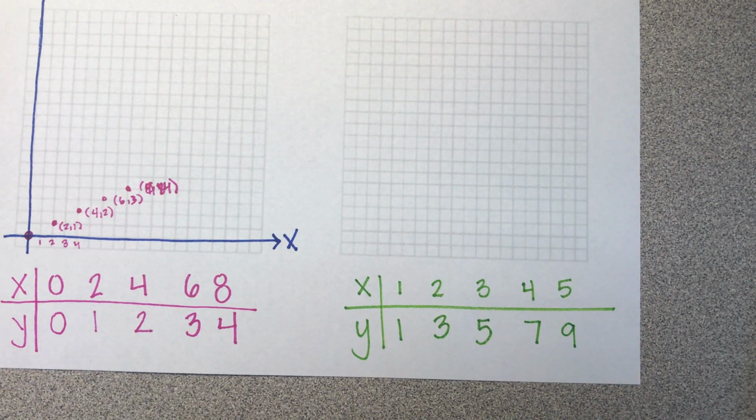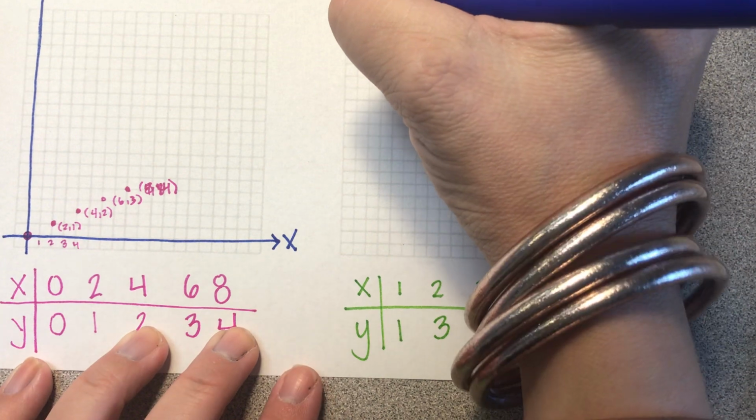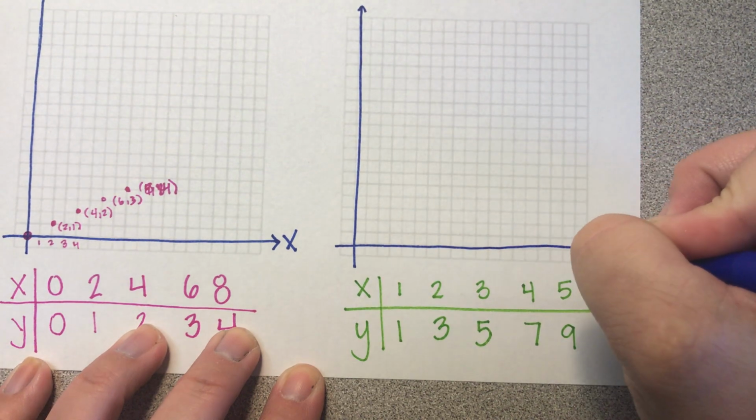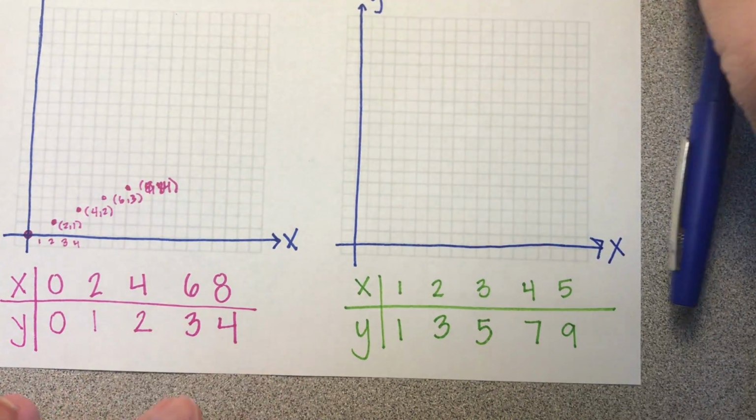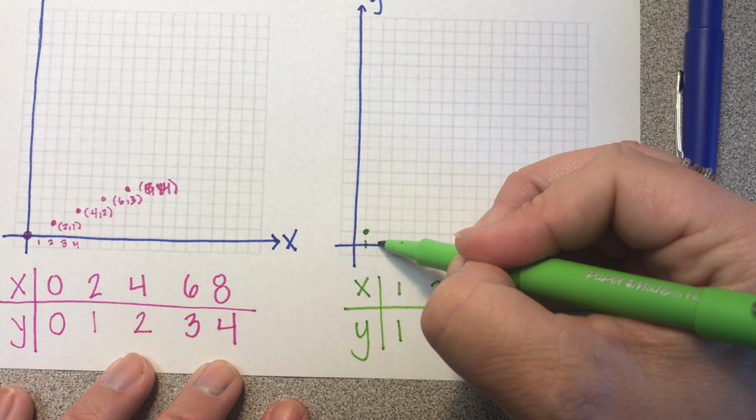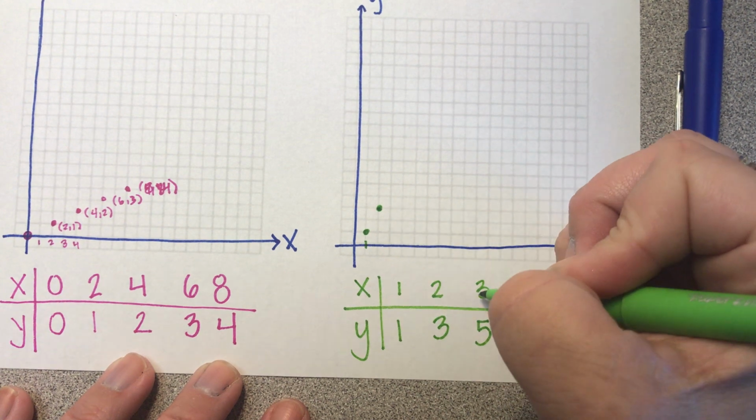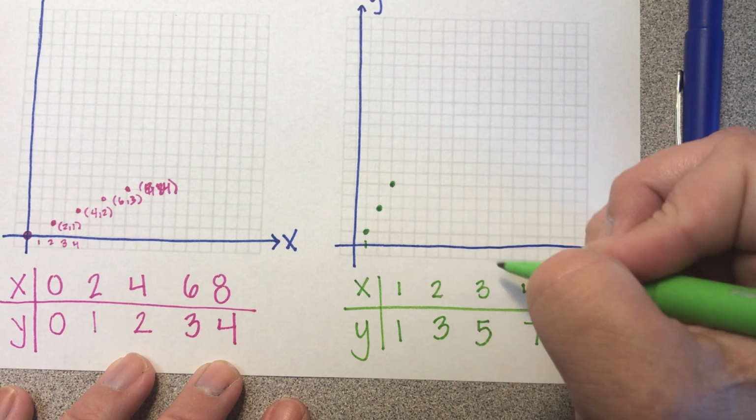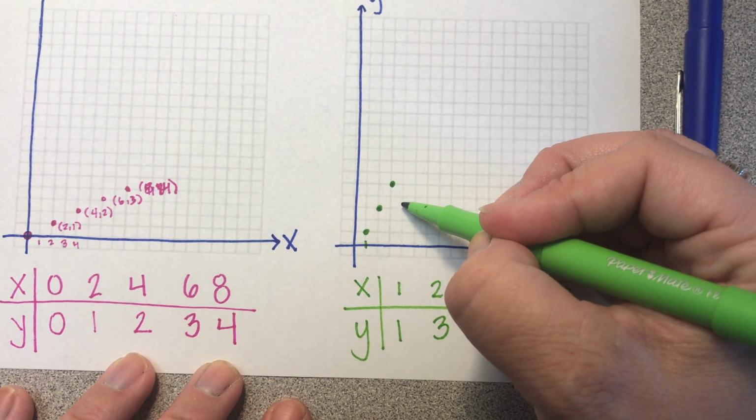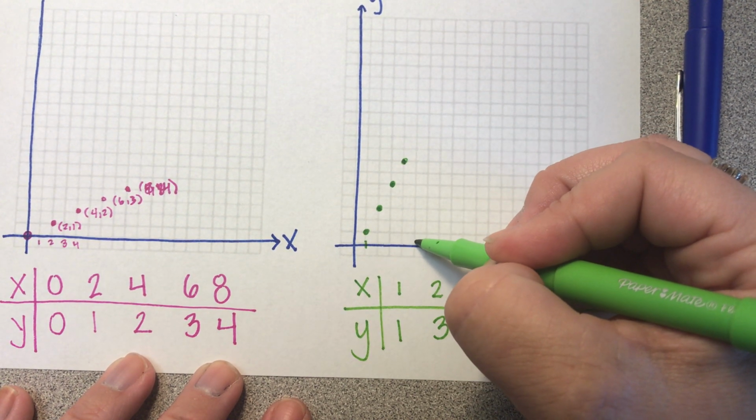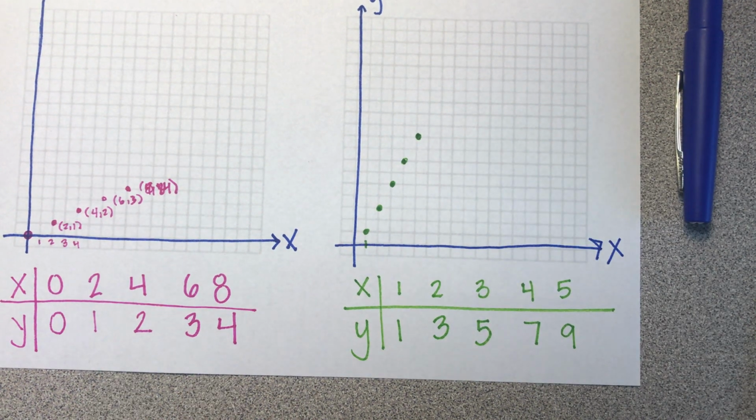Okay, so again, I'm going to label my axes. Down here, this is the y, and this is the x. I had the point 1, 1, and then when x was 2, y was 3. When x was 3, y was 5. When x was 4, y was 7. And when x was 5, it was 9. And there we go. And again, I'm not connecting them with lines or anything like that.